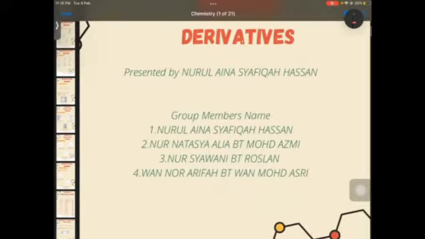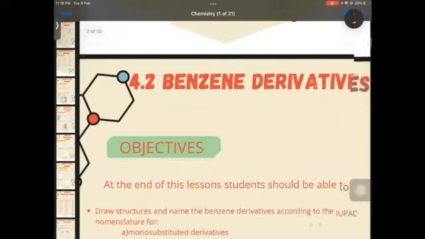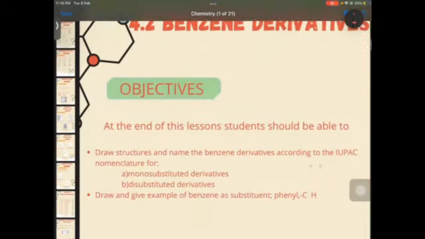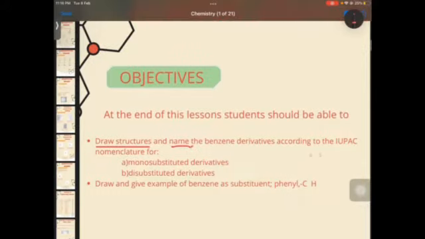So, this is my group member. 4.2 benzene derivative. The objective is, at the end of the lesson, students should be able to draw the structure and name the benzene derivative according to the IUPAC nomenclature for A, monosubstituted derivative, and B, disubstituted derivative. And students should be able to draw and give example of benzene as substituent phenyl.